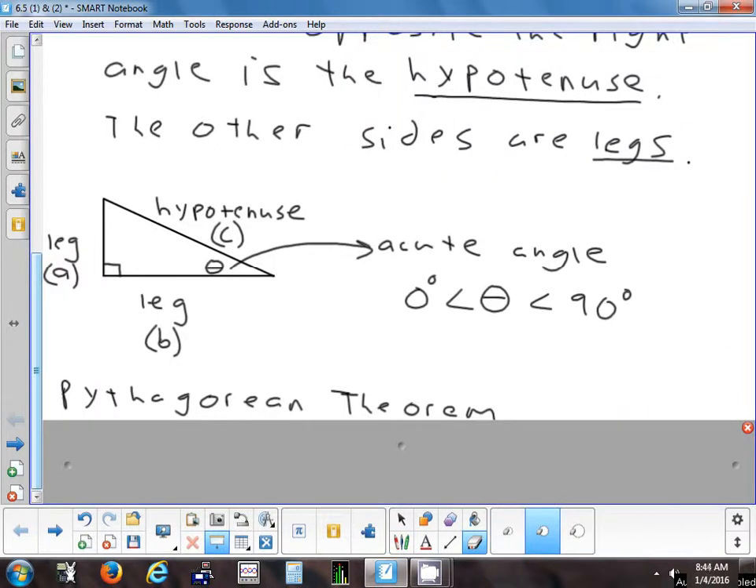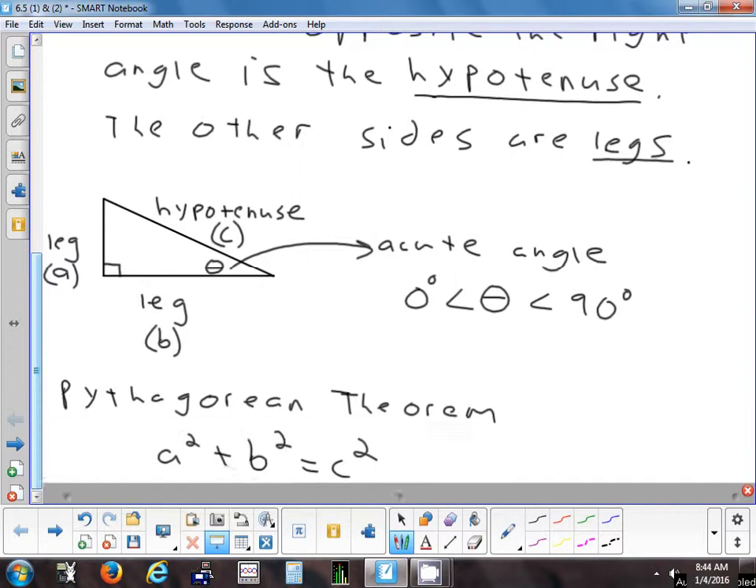But what is the theorem itself? If we're going to fill in numbers and use it. A squared plus B squared equals C squared. Right, so A squared plus B squared equals C squared, which means if you take one leg and square it, take the other leg and square it, and then add those together, it equals the hypotenuse squared.